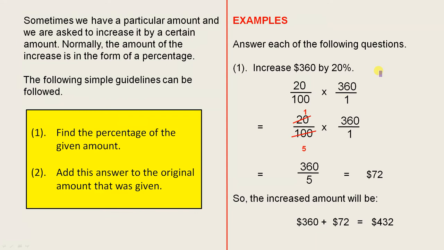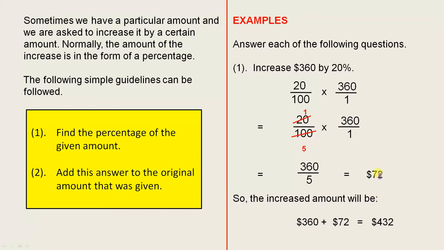Increase $360 by 20%. So the first part of the guideline says find the percentage of the given amount. So we're going to increase by 20%, so we find 20% of $360. So that's 20 over 100 times 360 over 1. I'll write that down for the working. 20 into 20 goes once. 20 into 100 goes 5 times. 1 times 360 is 360. 5 ones are 5. 360 divided by 5 gives us $72.